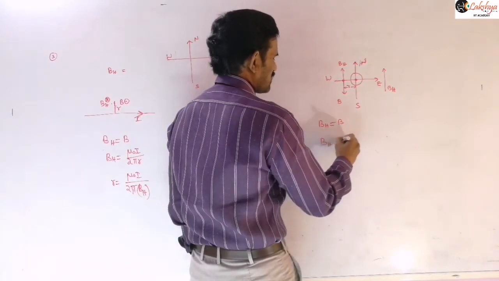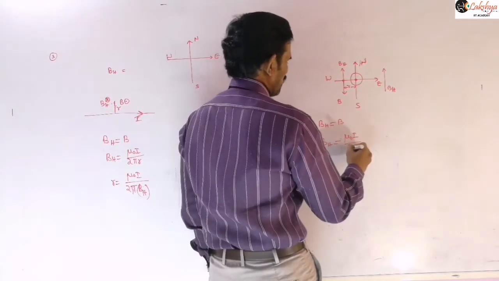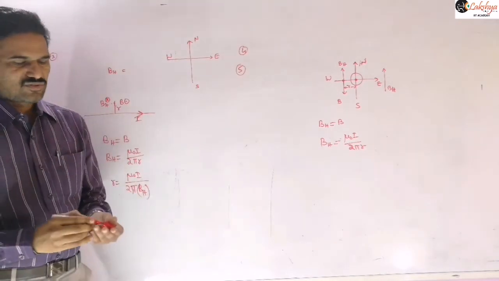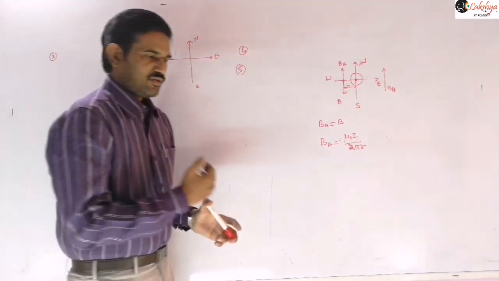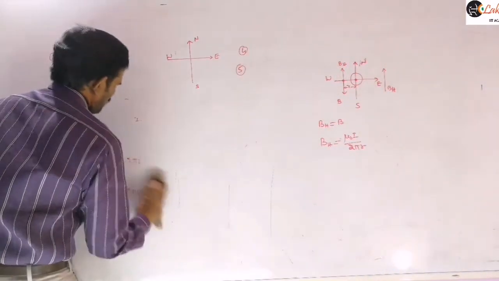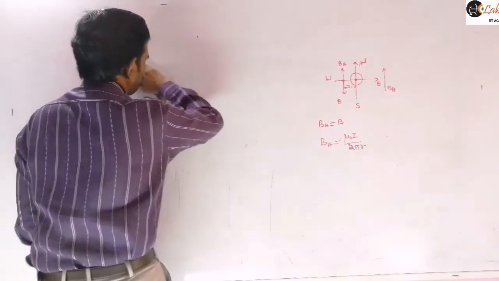So BH is equal to, again, what you can write is simply mu naught I by 2 pi r. From that you can find either the r value or the I value, so you can calculate that, right? So that is about the neutral points. Next, let me write up a simple problem based on this.